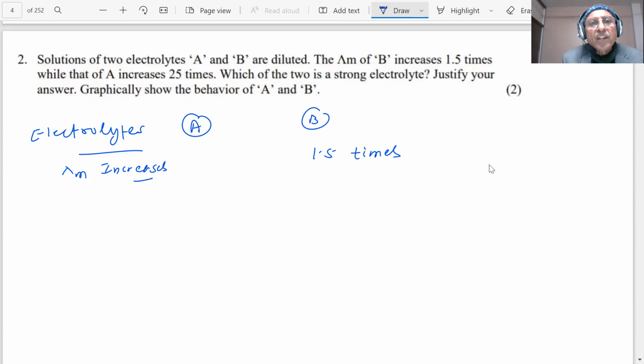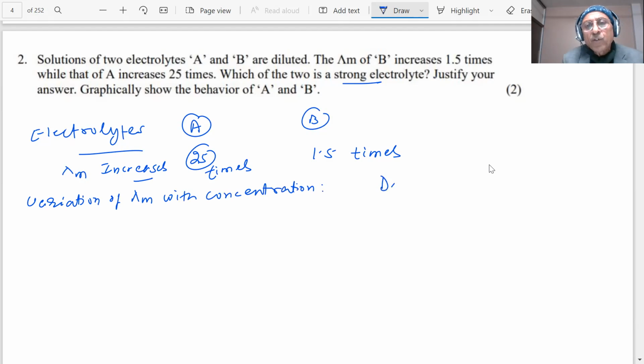And that of A increases 25 times. This is increasing 25 times, student. Which of the two is a strong electrolyte? I'm stopping here. You have read, student, in NCERT, variation of this question is based on variation. You can open your NCERT book while I'm taking this class, solving the paper, and see variation of molar conductivity with concentration.